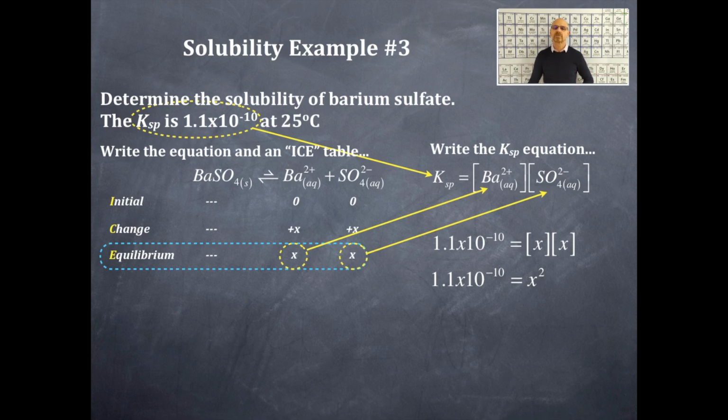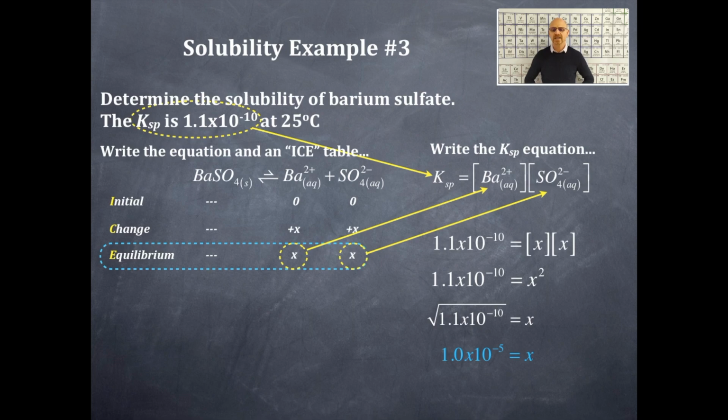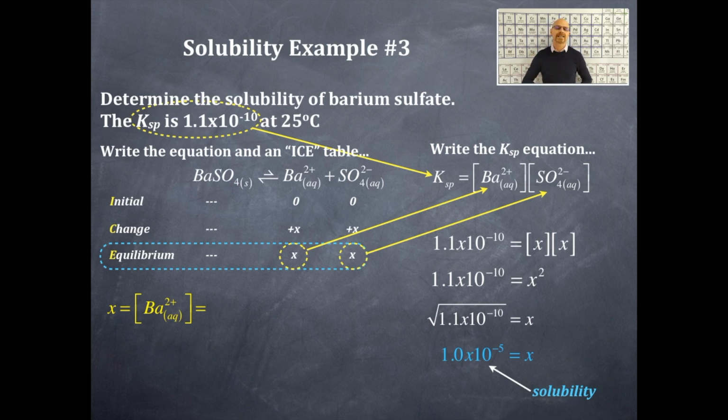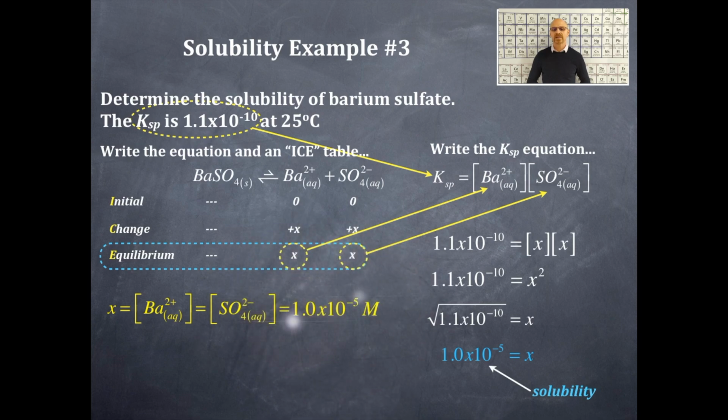I'm solving for x, so I'm going to square root both sides. So I'm going to square root the 1.1 times 10 to the negative 10. That's equal to x. Plugging that into my calculator, I get this value right here. I've just solved for x. X is equal to 1.0 times 10 to the negative 5. That is equal to the solubility. Since this is x, I just solved for the solubility. What does that mean really? That means that x is equal to the barium ion. Looking back at that equilibrium, what I've highlighted in blue, x is also equal to the sulfate ion. And that value is equal to 1.0 times 10 to the negative 5 molar. So now I have the solubility of barium sulfate at 25 degrees Celsius.